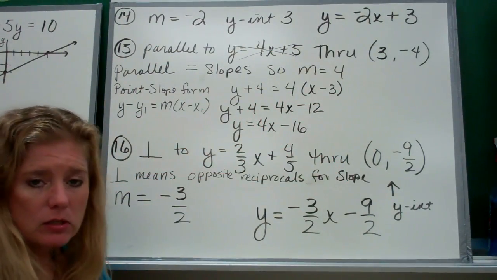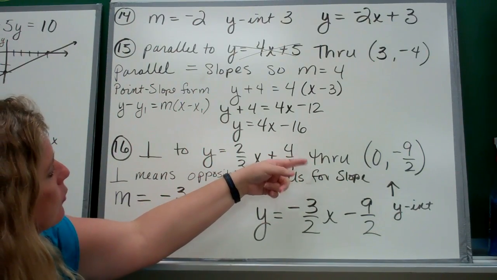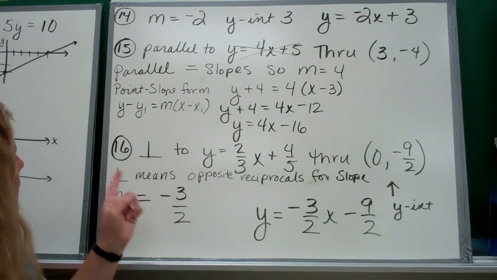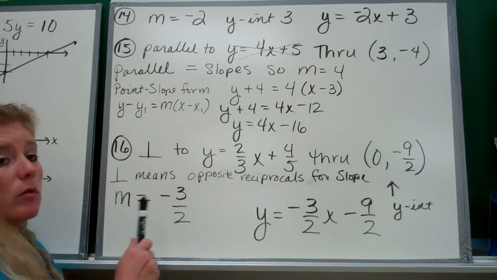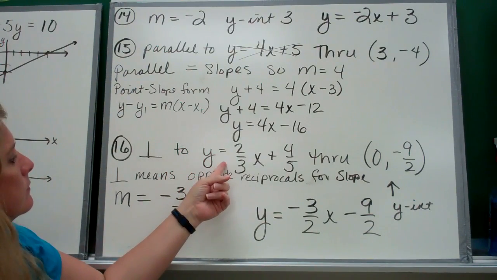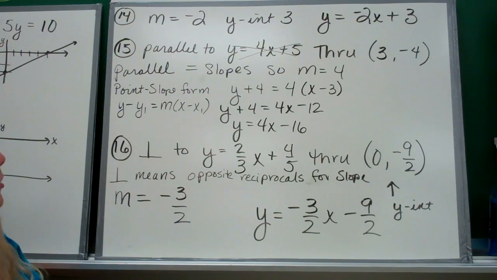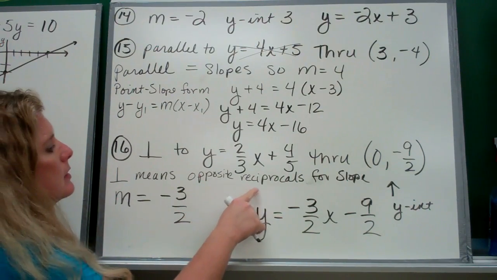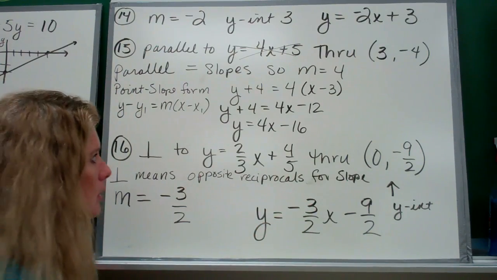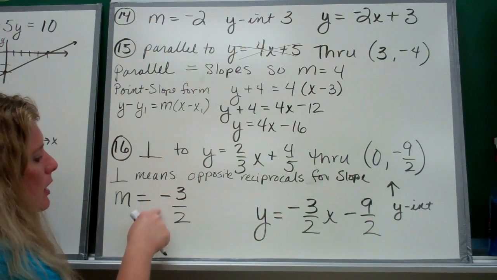We have to write our answer in slope-intercept form, so we distribute, move the 4 over, y equals 4x minus 16. Okay. Number 16 is write the equation of a line that's perpendicular to this one and through this point. Okay. Perpendicular means that the slopes are opposite reciprocals. So the opposite reciprocal of 2/3 is -3/2.